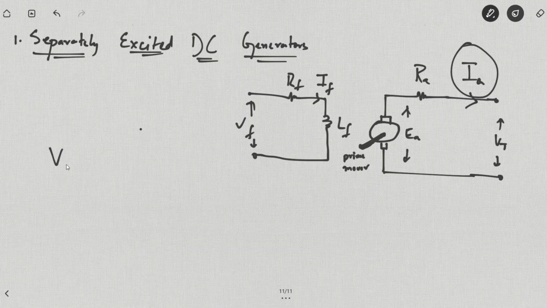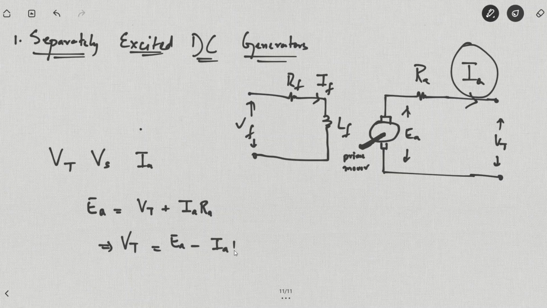Now what we need to do is understand this plot Vt versus Ia. So simply apply the KVL to the armature circuit. In case of a motor we said Vt is equal to Ea plus IaRa, but now the direction of current has reversed, therefore Ea is equal to Vt plus IaRa, which implies Vt is equal to Ea minus IaRa. In case of motor, it was Vt is equal to Ea plus IaRa. In case of a generator, it will be Vt is equal to Ea minus IaRa.